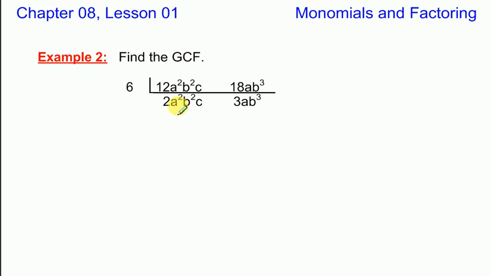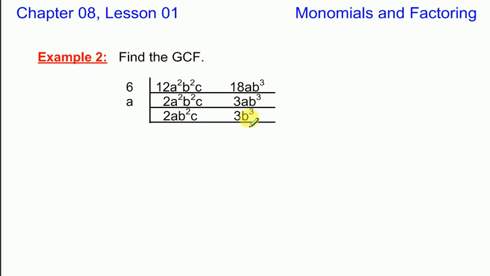Now I check to see what's the next thing they both have in common variable-wise. They each have an a, so I can divide this by a. And if I divide this by a, my 2 carries down. I'm left with 1a, b squared c. 3 carries down my a. If I divide by a, it is gone, and then I'm left with b to the third. Now next I'll check to see what else they have in common. B squared, b to the third.